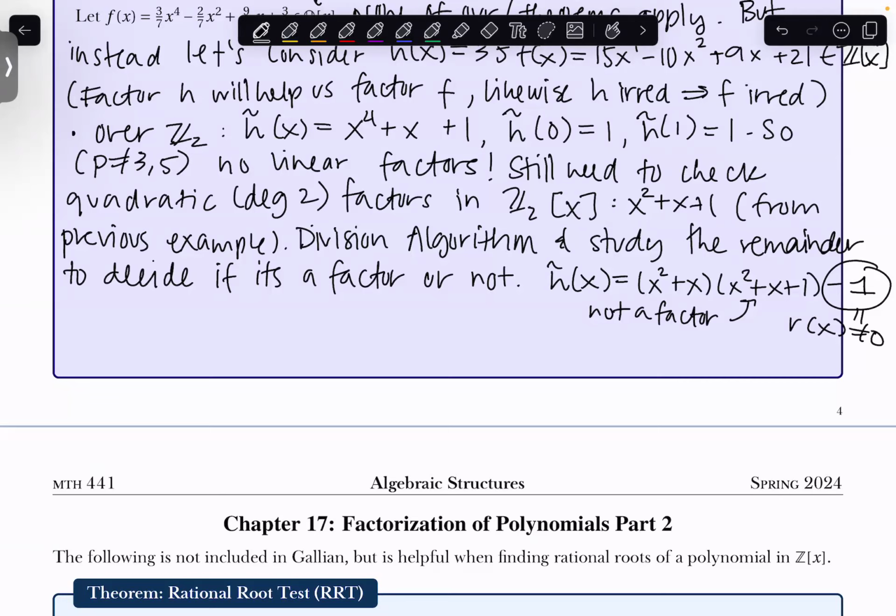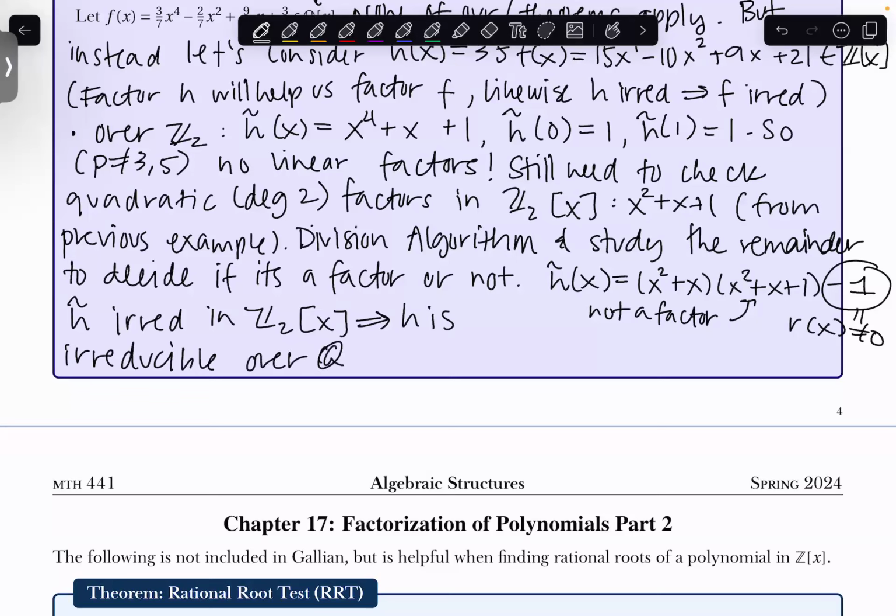And so h was irreducible. And so its associate f is also going to be irreducible here. So h tilde is irreducible mod p, so in Z2, which tells us that h is irreducible over the rationals. And so all of its associates, including f, which is the one that we started with, is irreducible over the rationals as well.